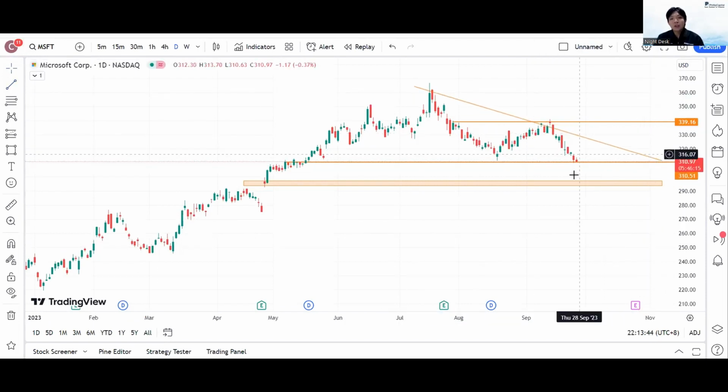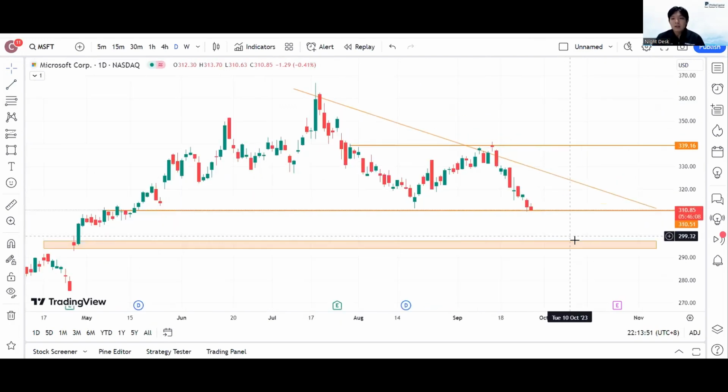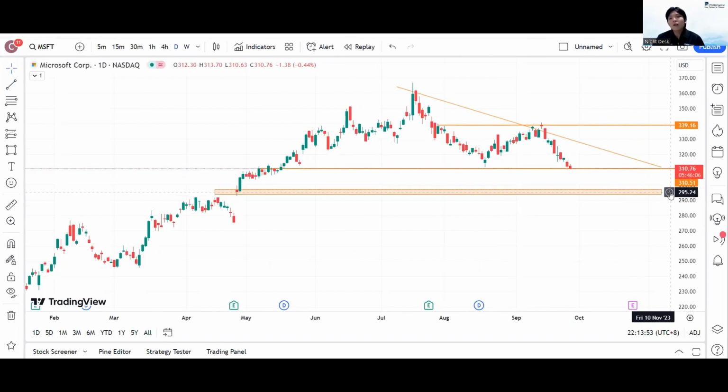All right, price is still trading with a new lower low and a new lower high. So near-term is still on a downtrend. Next level, same lah, I'm looking at around 295. Why? Because this was the level that price held itself on the daily after a gap out.